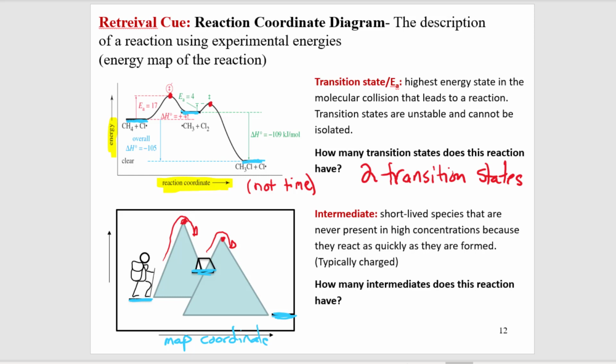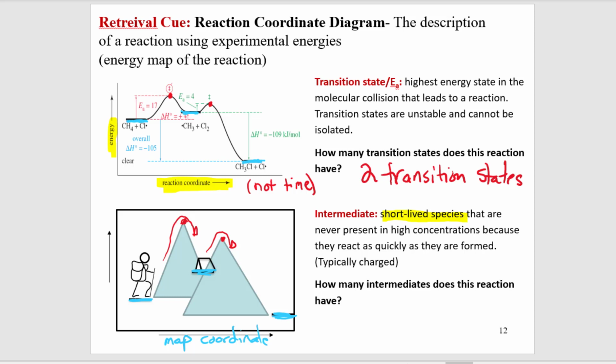Intermediates. Intermediates are short-lived species that are actually present. So these are observable things. They're short-lived, but they are there for long enough for us to detect. As opposed to a transition state, which are these high energy states in molecular collisions, we don't have the means of actually capturing the collision at that high energy point. So there are energies we know we need to overcome, but we can't show them actually happening. They're unstable, and we can't isolate them and say, hey, look, here's a transition state.